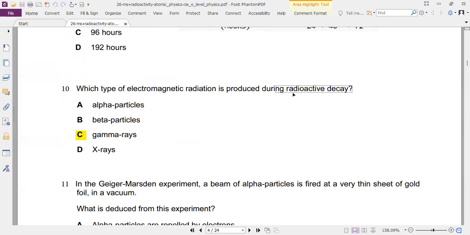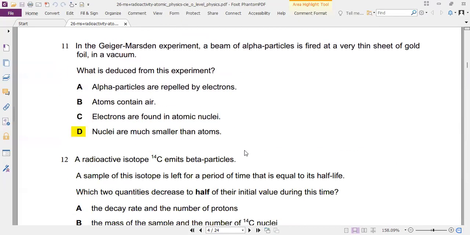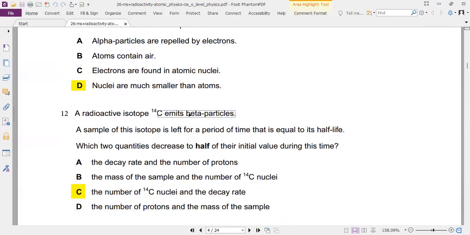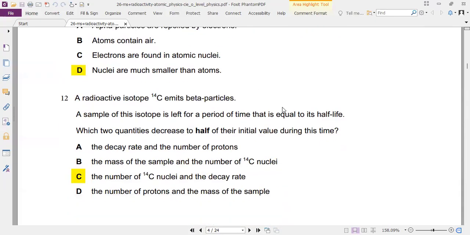Number 10. The electromagnetic radiation, the only one produced during a radioactive decay, is gamma rays. Alpha, beta are not electromagnetic, and X-rays are not produced in radioactive decay. We've done this many times. Number 12. So C-14.